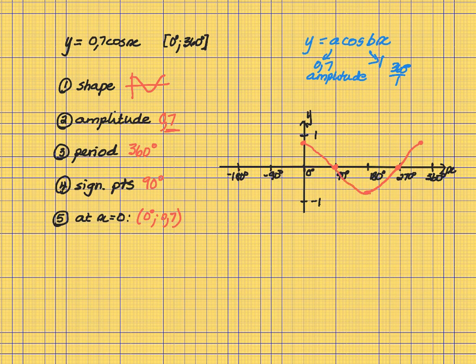Okay, that wasn't brilliant. Fill in the coordinates of your turning points. So it's 180 degrees and minus 0,7, 360 degrees and 0,7. And this y-intercept here is also a turning point. So you're going to fill in its coordinates, 0 degrees and 0,7. Label your graph y is equal to 0,7 cos x, and you're done.